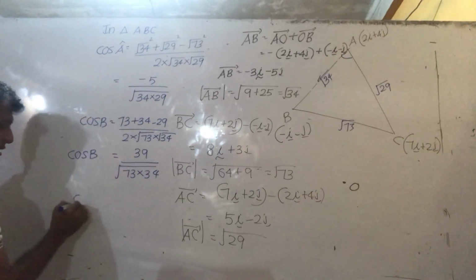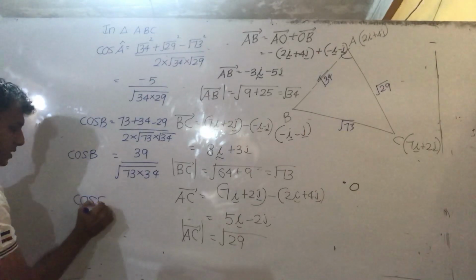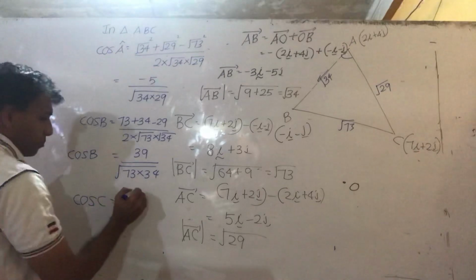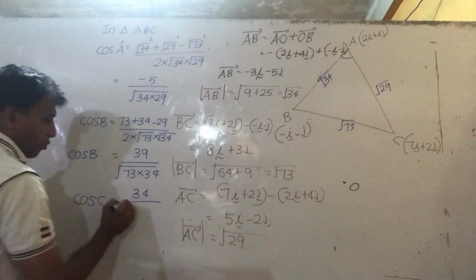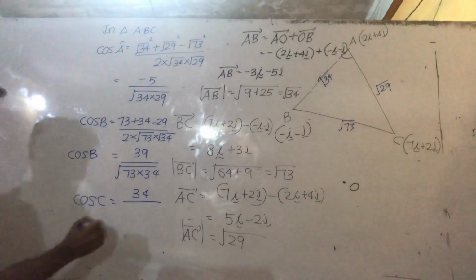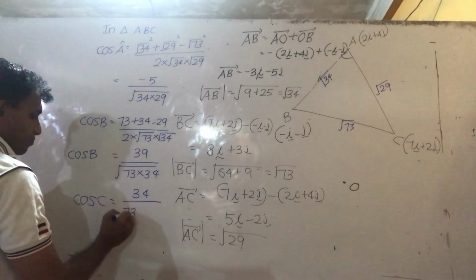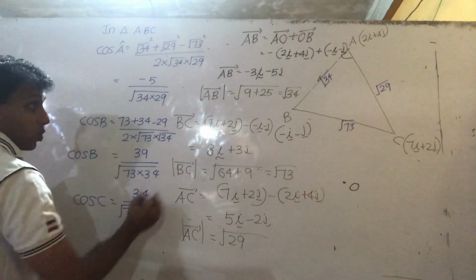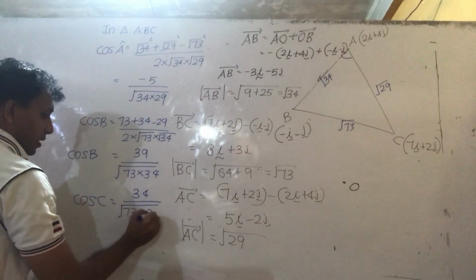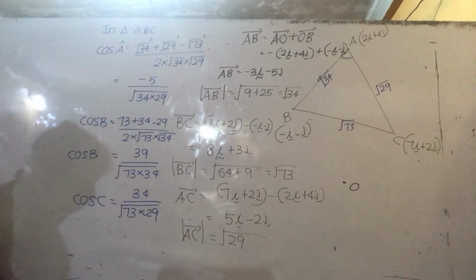Similarly, what is cos C? If you work out cos C in the same fashion, it becomes 34, check the value, over the product of the two sides, square root 73 and 29, okay? This is the method for the first part.